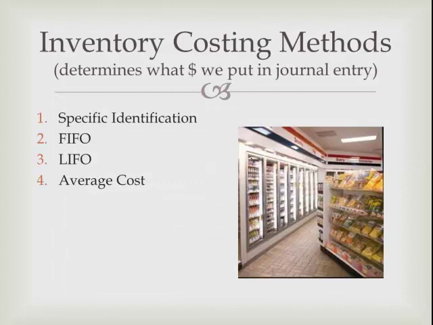Okay, we had the 4 methods: specific identification, FIFO, LIFO, and average cost. Specific identification would be for unique items or items that have their own unique identification number, like works of art, jewelry, and automobiles, which have their own VIN number. FIFO is first in, first out. The first ones that you purchase are the first ones that you sell. LIFO is last in, first out. The most recent ones you purchase are the first ones to be sold.